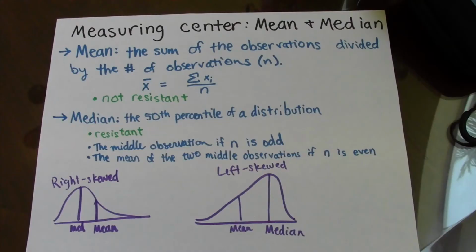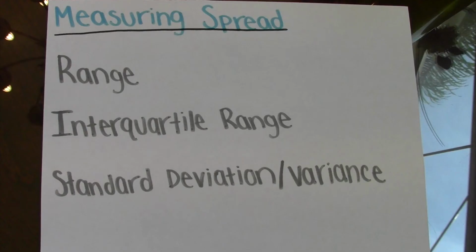If the mean is greater than the median, the distribution is skewed to the right, and if the mean is less than the median, the distribution is skewed to the left. If they are about the same, the distribution is symmetrical and approximately normal.